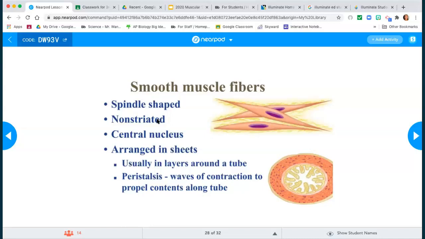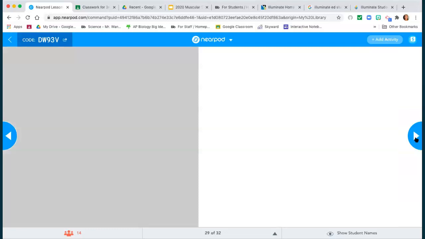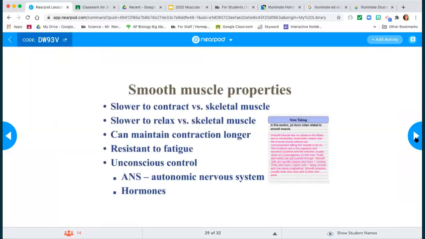It has no stripes, so that's where the smooth name comes in. It doesn't have those lines. Spindle shaped means it's thinner on the ends and thick in the middle. So when I look at this under the microscope, to me, the smooth muscle fiber looks wavy, because it's thin and then thick and then thin. So it looks ribbony or wavy to me. When I look at that picture, that's how I know.